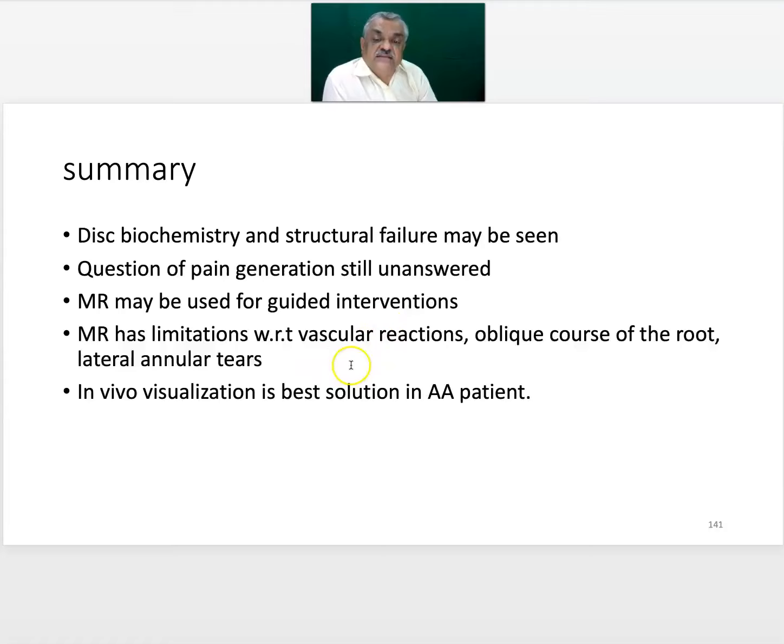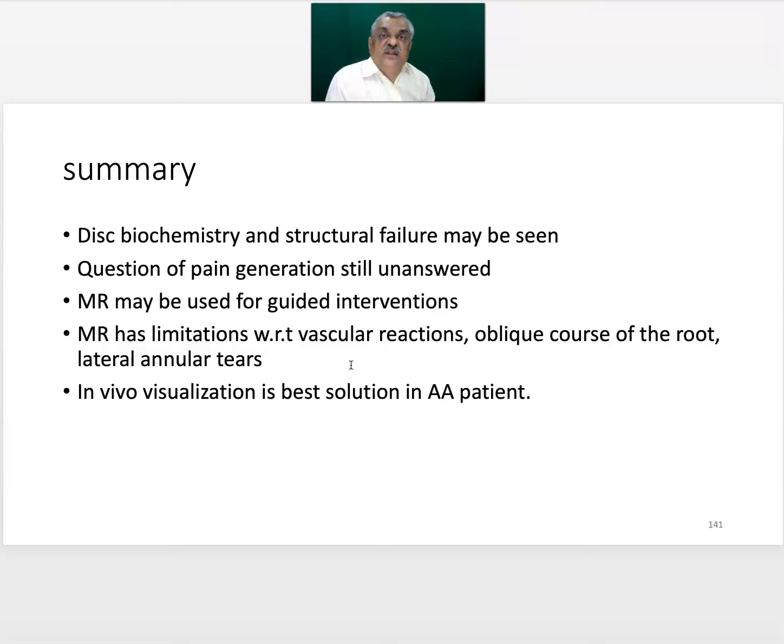The MRI has limitations with respect to vascular reactions, and unless we do a gadolinium scan, we will not be able to know what is happening to the vessels. The oblique course of the nerve root is not seen in the MRI unless we do an oblique MRI or a 3D reconstruction, and a lateral annular tear also is not seen in the MRI.